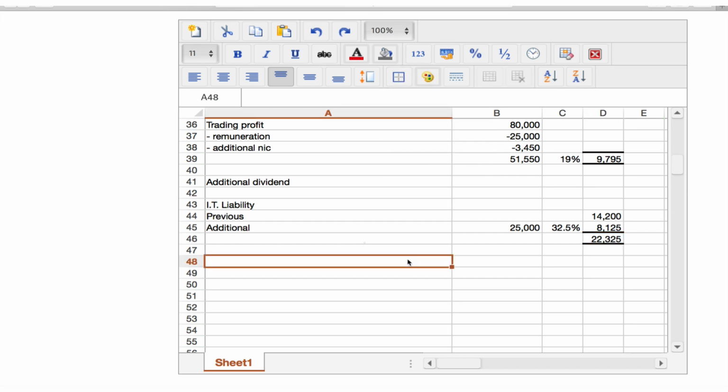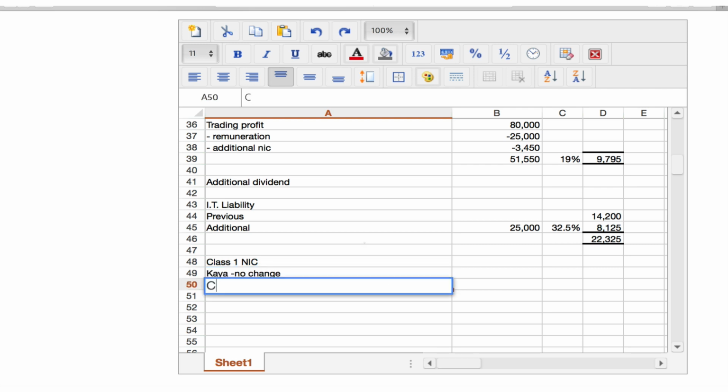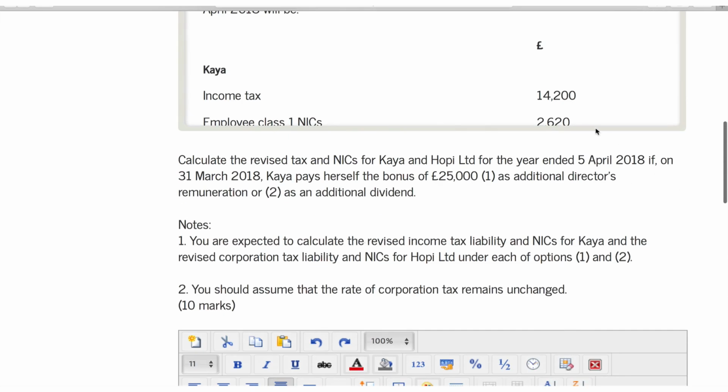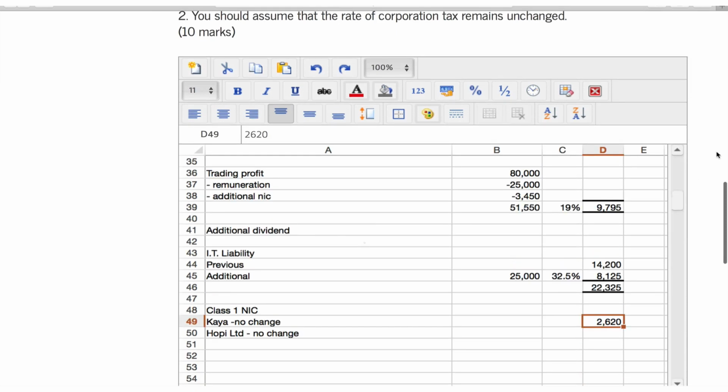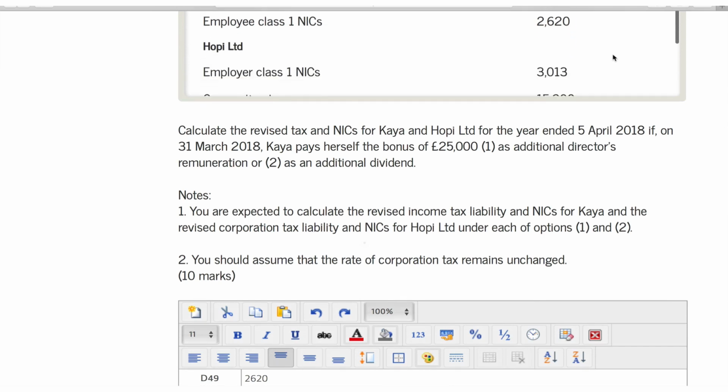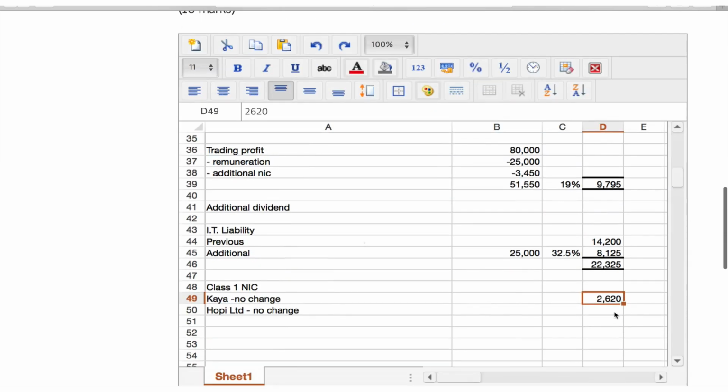Now, for the Class 1 NIC, for Kaya, there is no change because this is a dividend. And for Hoppy Limited, again, no change because it is a dividend. So what were their previous NIC liabilities? We'll just put them in to show them it's the same. For Kaya, it was 2620. So let's copy and put that in over here. That there's no change for Kaya. It was 2620. And for the company, what was it? It was 3013. That we need to put in over here, and there's no change over here.